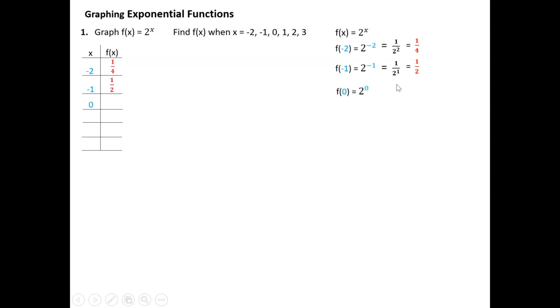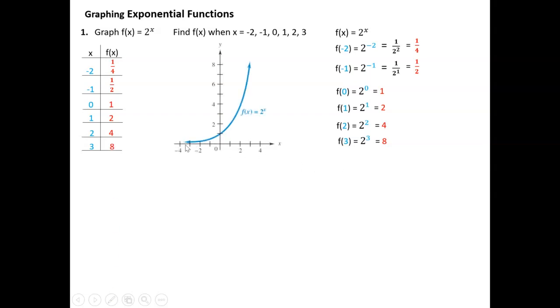When x is 0, 2 to the 0 will give us 1. So y is 1. When x is 1, y is 2. And when x is 2, 2 squared will give us 4. So y is 4. And finally, when x is 3, 2 to the third power will give us 8. So y is equal to 8. Now we just graph our graph. The graph will be this one here in the middle.